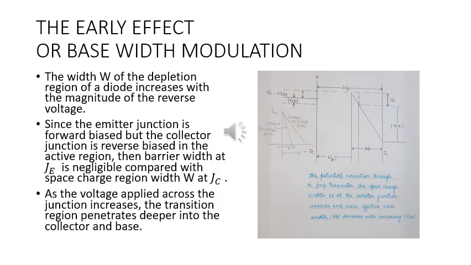The early effect of the base width modulation. The width W of the depletion region of a diode increases with the magnitude of the reverse voltage. Since the emitter junction is forward biased but the collector junction is reverse biased in the active region, the barrier width at JE is negligible compared with the space charge region width W at JC. As the voltage applied across the junction increases, the transition region penetrates deeper into the collector and base.